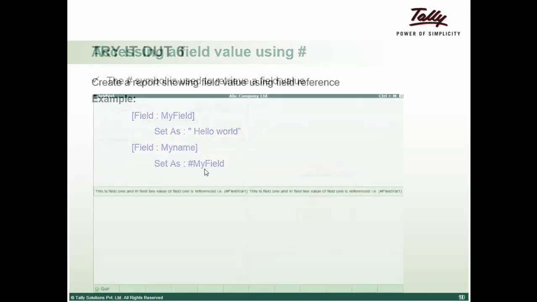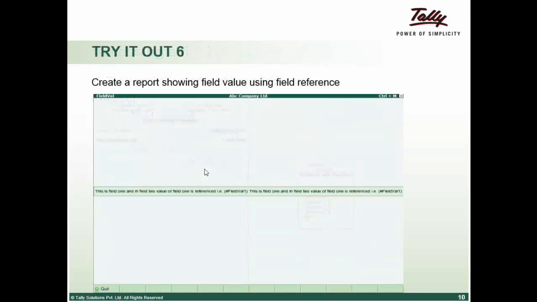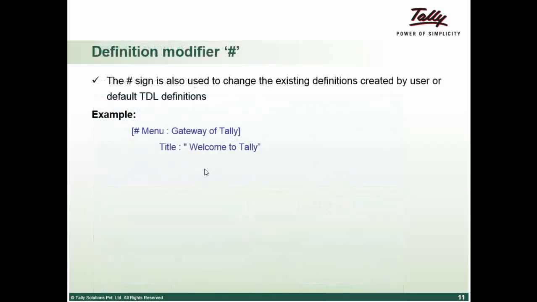Again, for this you can write a TDL code, create a report, and just try to write a hash HW and see how your output looks. The moment you change the hello world in field 1, automatically the value in field 2 will change. Definition modifier hash we have already seen. We have modified the gateway of tally menu. Similarly, you can modify any definition type that you want.